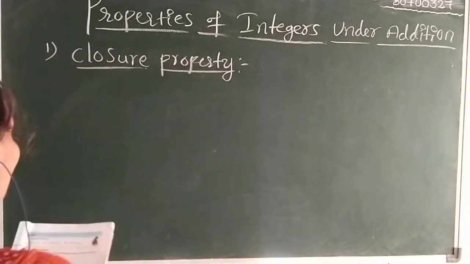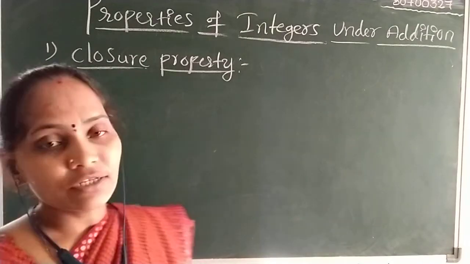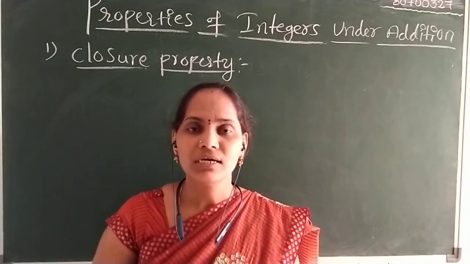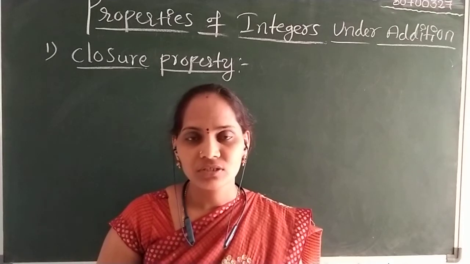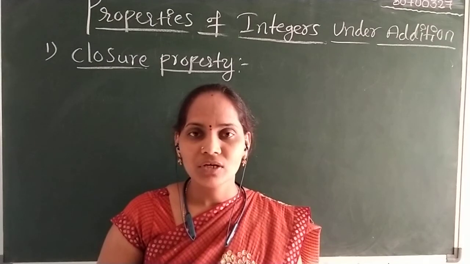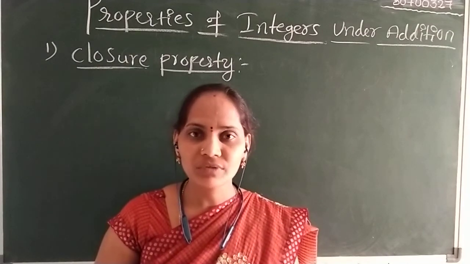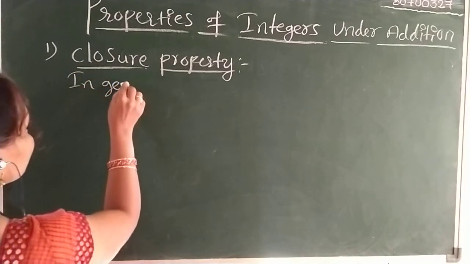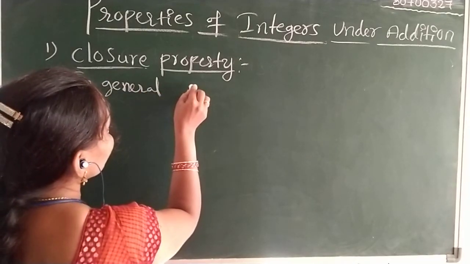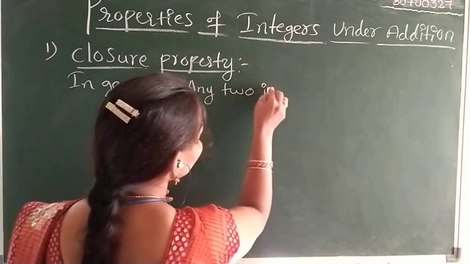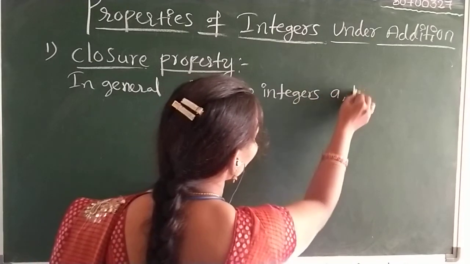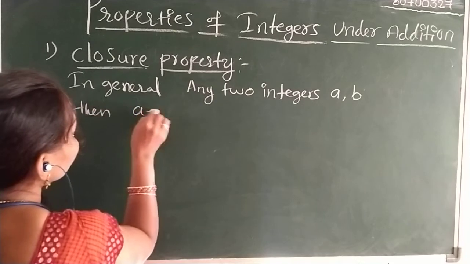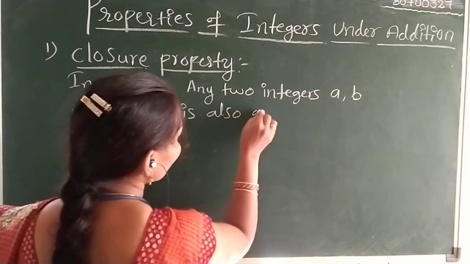Now, closure property. Here in the textbook, the general statement is: if you take any two integers, that sum is also an integer. If you do the addition of two integers, the sum is also an integer. In general, if you take any two integers a, b, then a plus b is also an integer.